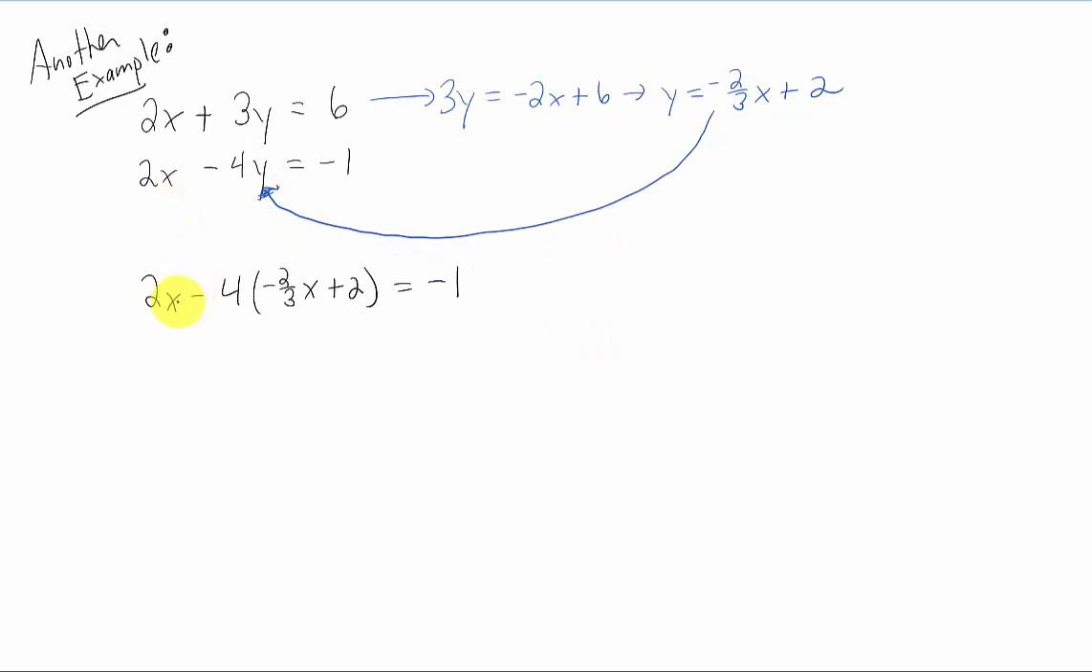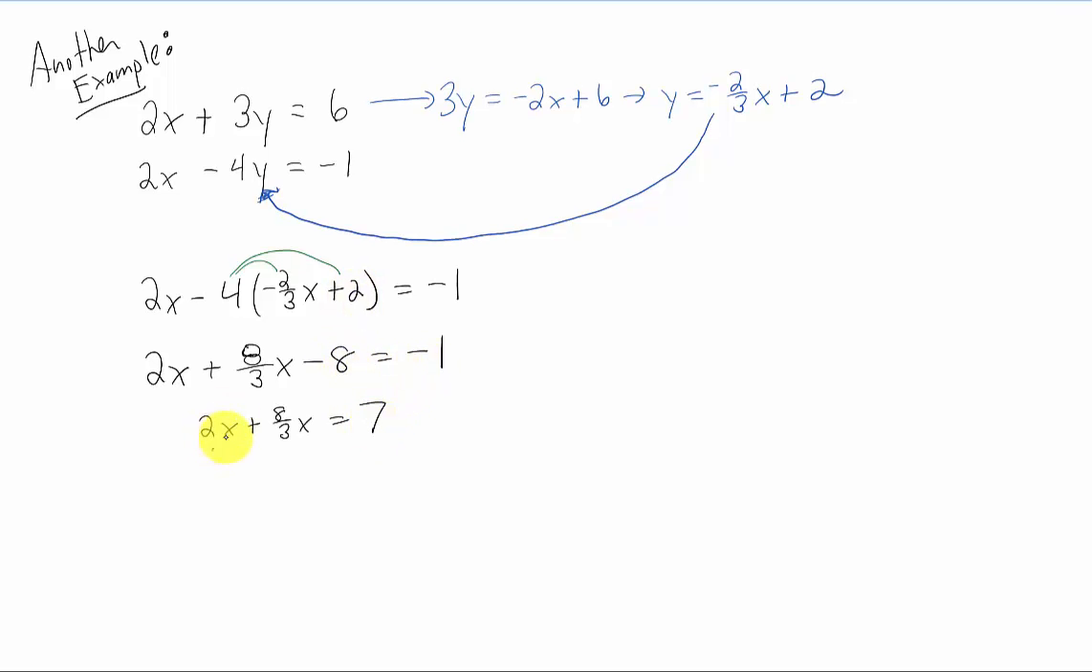And we get a bit of an ugly mess right here. Fortunately, we know how to solve these linear equations. We're going to distribute through our parentheses. Negative 4 times negative 2/3 is positive 8/3. Negative 4 times positive 2 is negative 8. I'm going to add 8 to both sides.